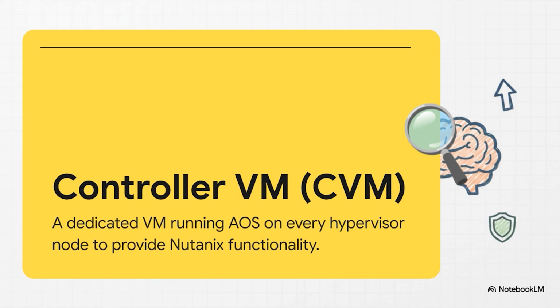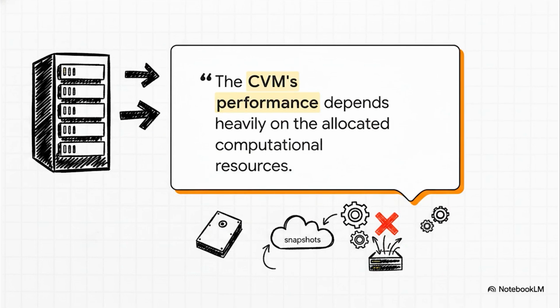It's really that simple. There's a quote from the Advanced Administration Guide that really hits the nail on the head here. The CVM's performance depends heavily on the allocated computational resources. Adequate computational power is essential to ensure efficient operation, especially in denser systems. I want you to really lock in on that phrase, adequate computational power. Things like total storage capacity, how frequently you run data protection snapshots, and the advanced features you enable. All of these demand dedicated compute overhead. Undersizing your CVM, that's a critical failure point before your guest VMs even boot up.